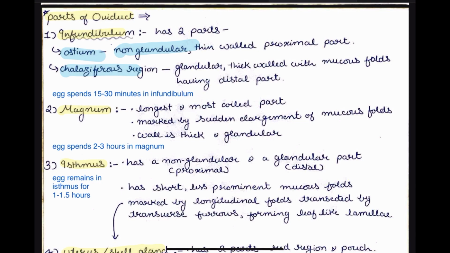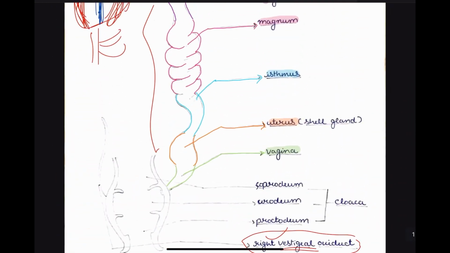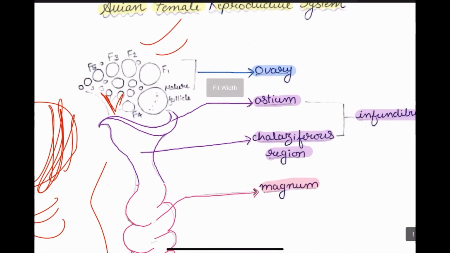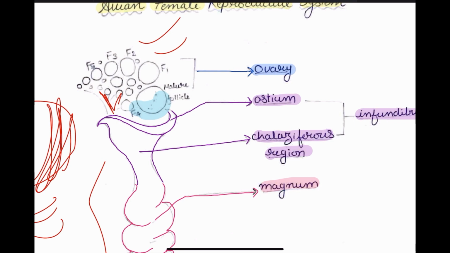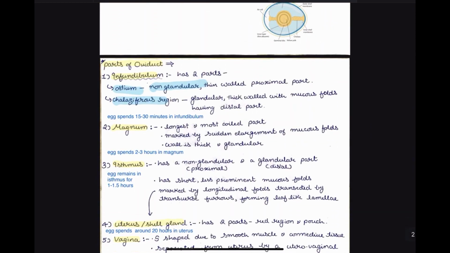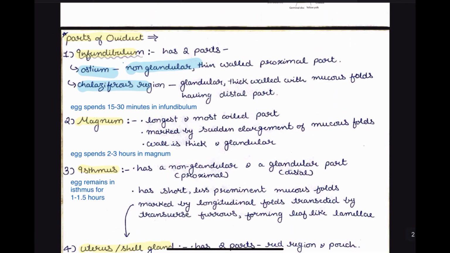In mammals, we have fimbriae, which are the structures responsible for collecting the ova after ovulation. In case of birds, they have the ostium. The ostium is going to collect the ova. It is the closest structure to the ovary, and it is going to collect the ova after ovulation. Second thing, it is non-glandular, so it is the site of fertilization in case of birds.